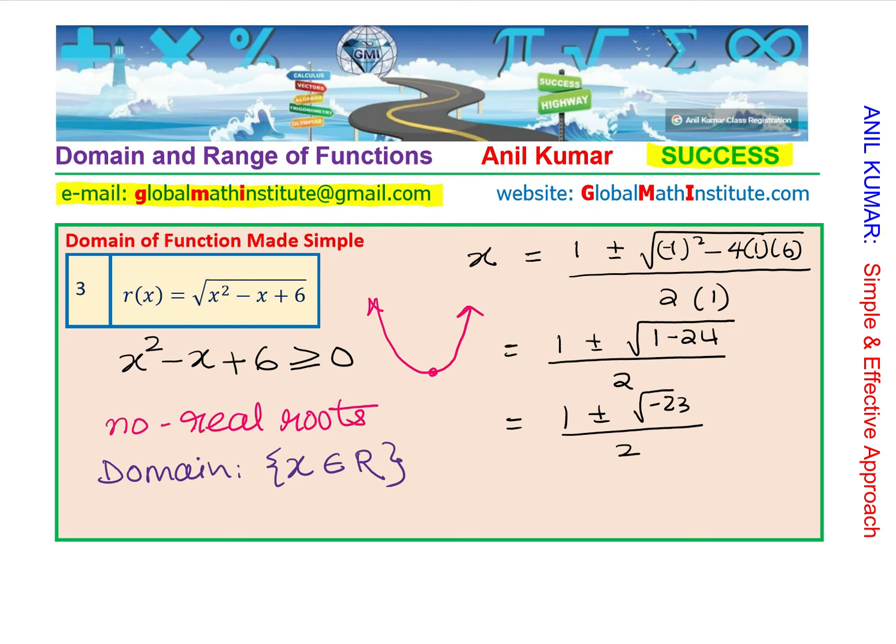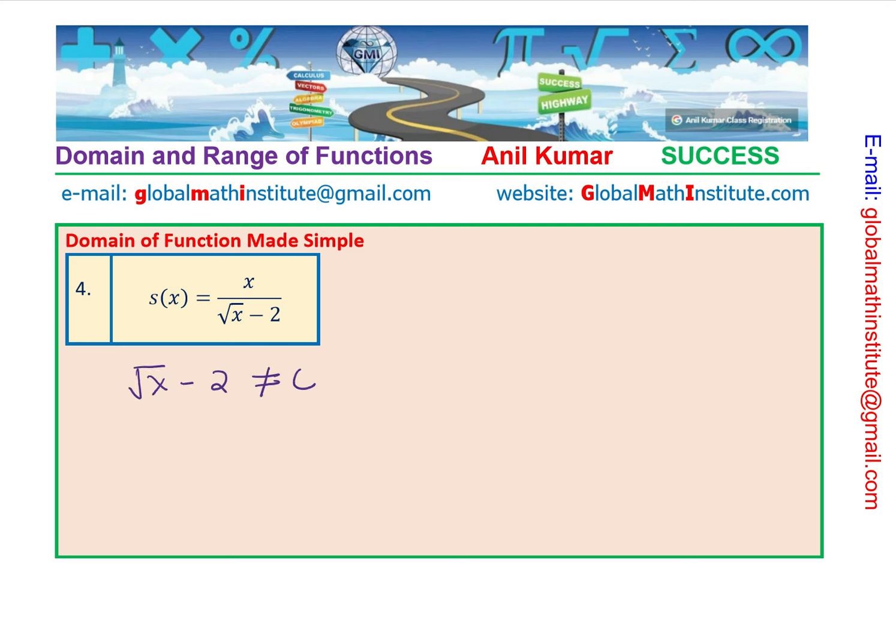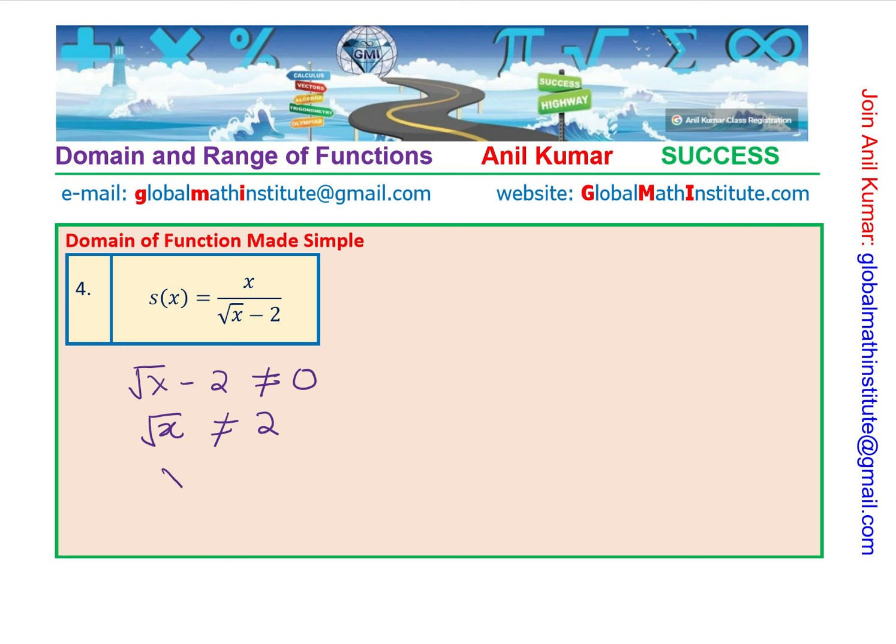Correct. Let's move forward and take up the next question, which is s of x equals x over square root of x minus 2. Now, how do you work this out? Well, first thing is that the denominator should not be equal to 0, right? So that means square root of x is not equal to 2. When we square it, we get x is not equal to 4.